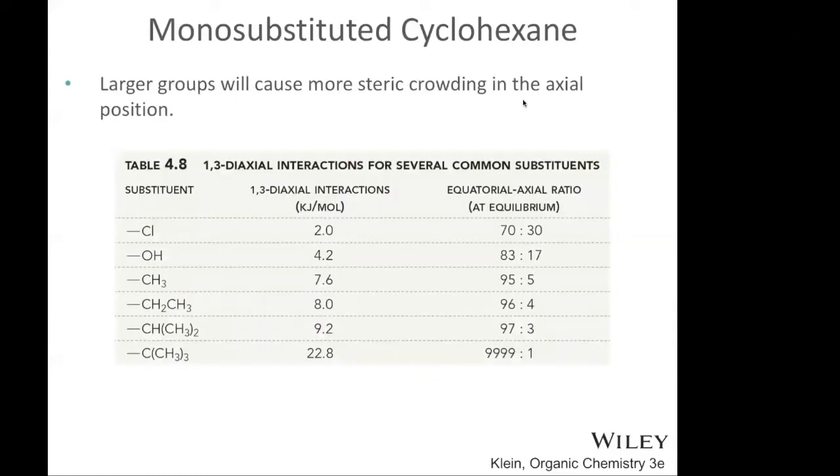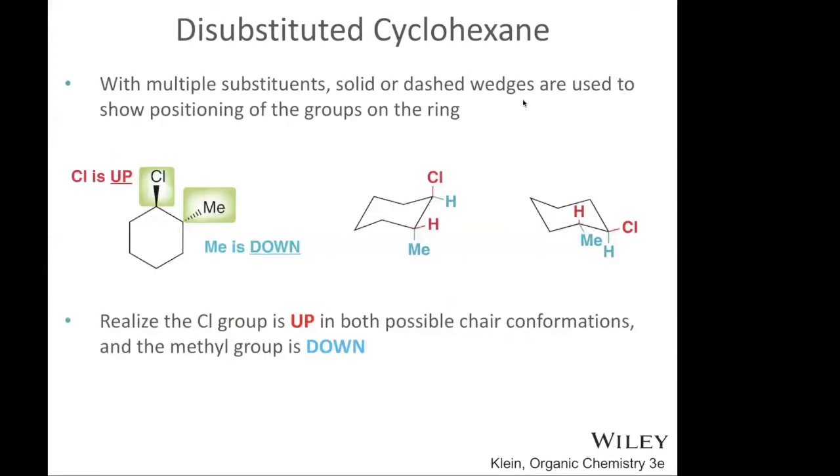This table just walks you through the different functional groups. We can have chlorine, an OH, a methyl, an ethyl, an isopropyl, a tert-butyl. The larger you get in your substituent, the more strain we have for the diaxial interactions, and the more we get in the equatorial conformation. If we have a disubstituted cyclohexane, then we have to talk about whether they're up on the ring or down on the ring. Things get a little bit more complicated.